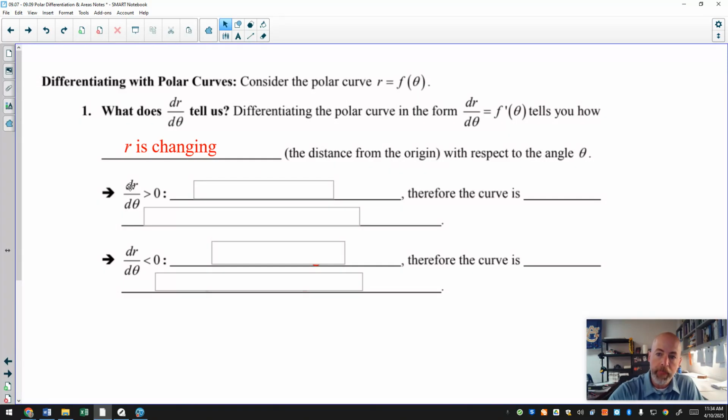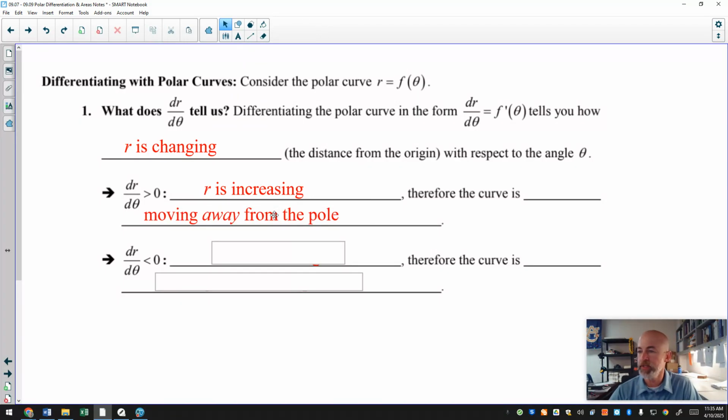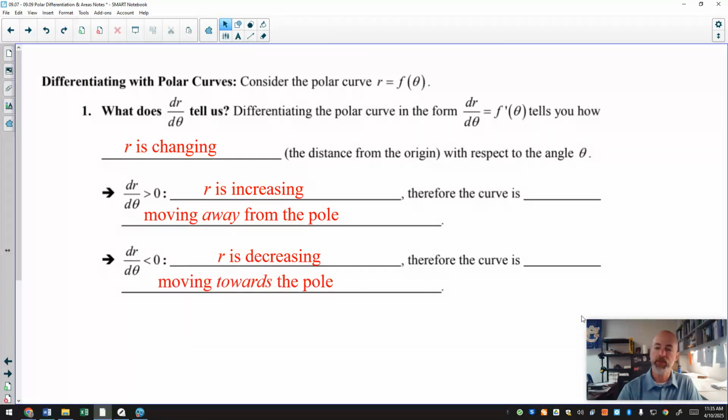If dr d theta is positive, and if any derivative is positive, that means that thing is increasing, and in this case that thing is r. So r is increasing, and if r is the distance from the origin and that is increasing, then your curve is moving away from the pole or the origin. Similarly, if dr d theta is negative, that means r is decreasing, and if the distance to the origin or pole is decreasing, then you're moving towards the pole. So there is what dr d theta would tell you.